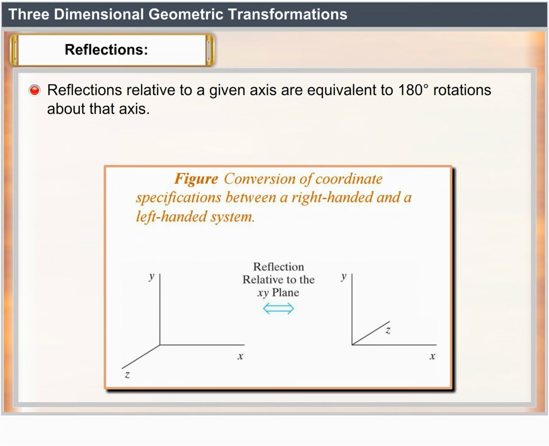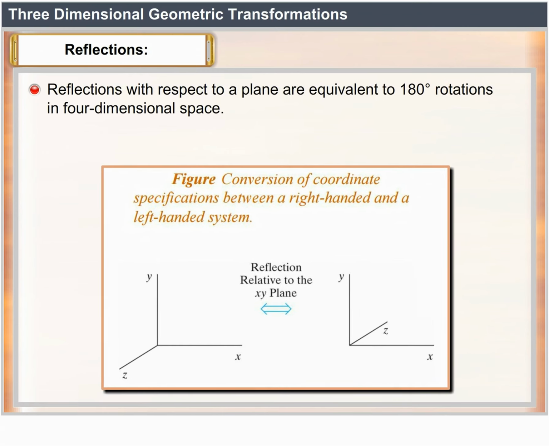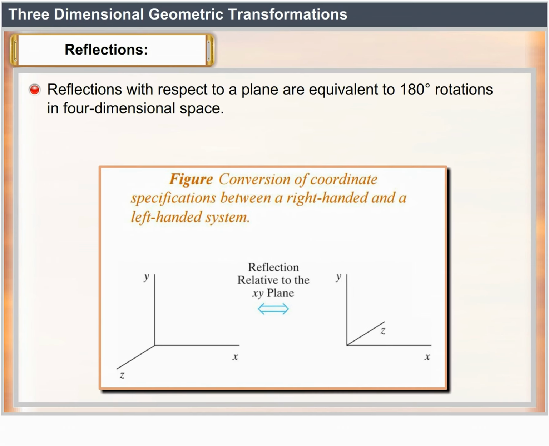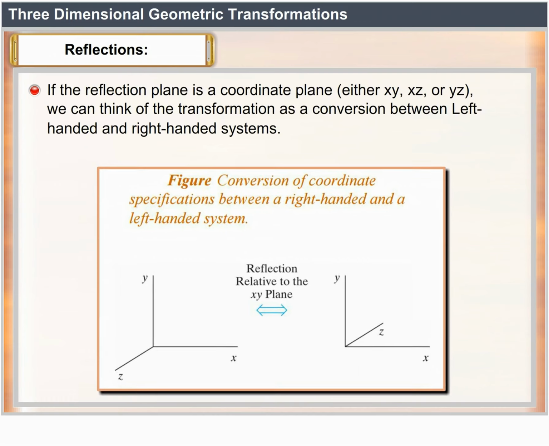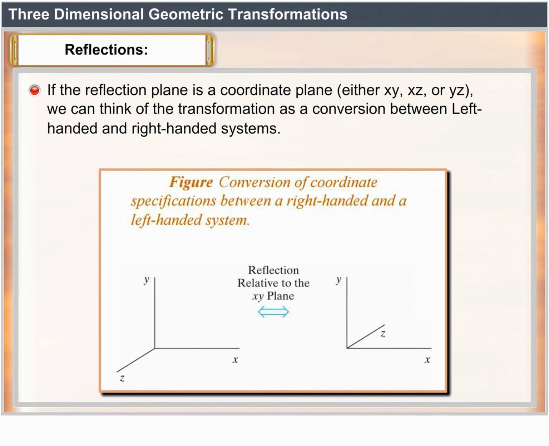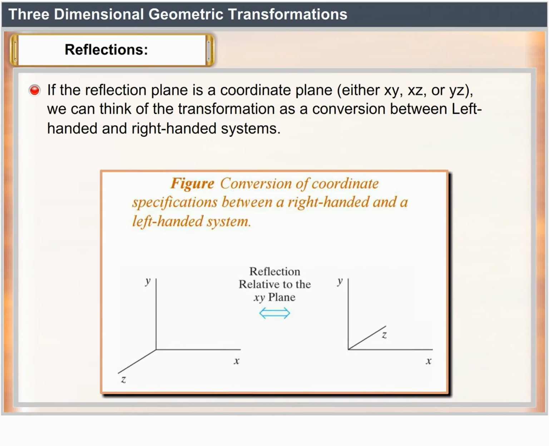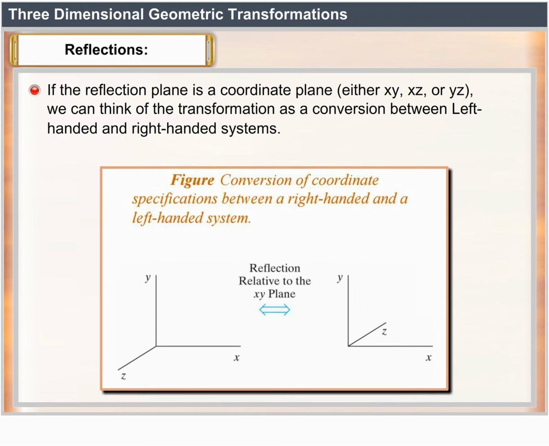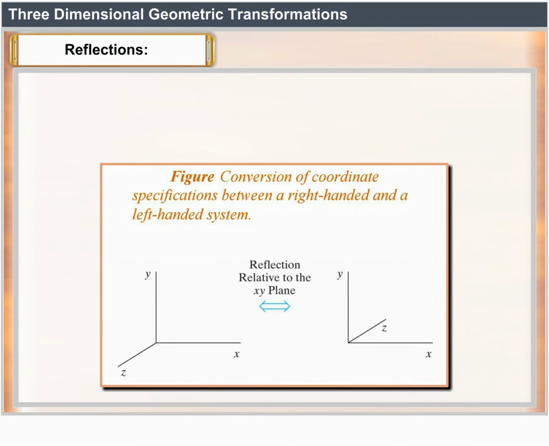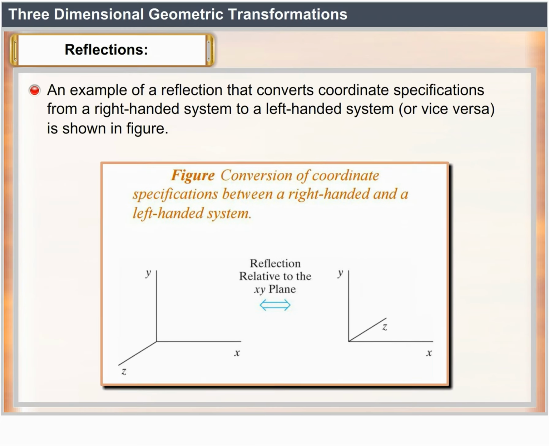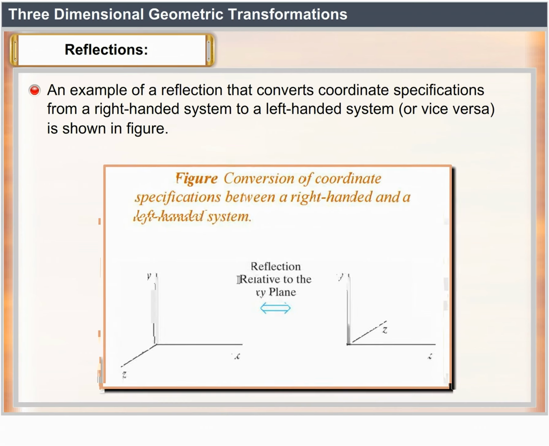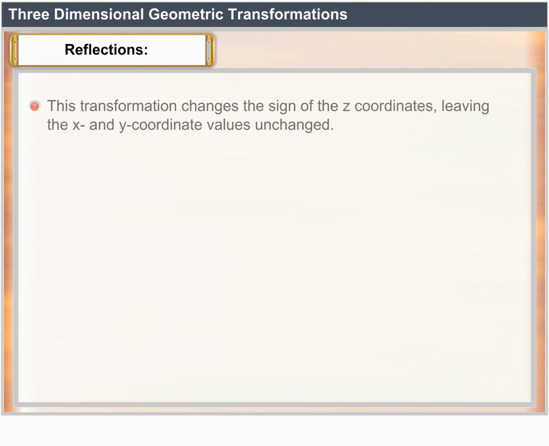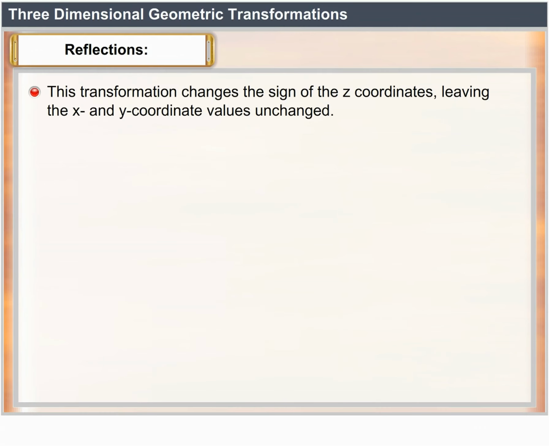Reflections with respect to a plane are equivalent to 180 degree rotations in four-dimensional space. When the reflection plane is a coordinate plane, either xy, xz, or yz, we can think of the transformation as a conversion between left-handed and right-handed systems. An example of a reflection that converts coordinate specifications from a right-handed system to a left-handed system or vice versa is shown in the figure. This transformation changes the sign of the z coordinates, leaving the x and y coordinate values unchanged. The matrix representation for this reflection of points relative to the xy plane is as shown below.